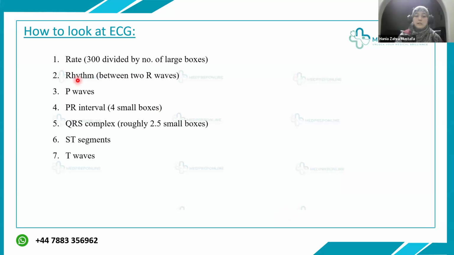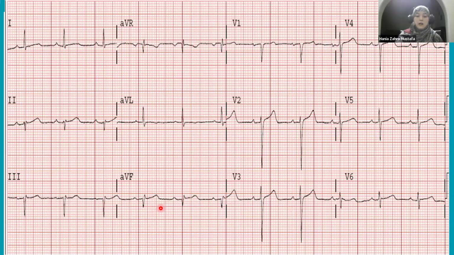Then you will see the rhythm of the ECG. You will see if the RR intervals are equally spaced or not. If they are equally spaced, it is a regular rhythm. If they are not equally spaced, it is an irregular rhythm.